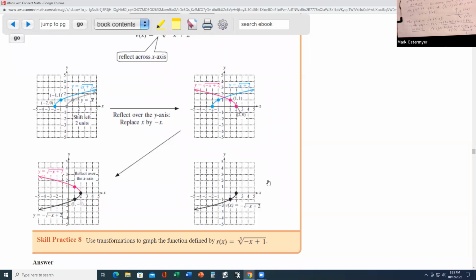Is this making sense here? How taking these transformations in order, we can graph a complicated function from a basic parent function. All right, let's go down to problem 63.